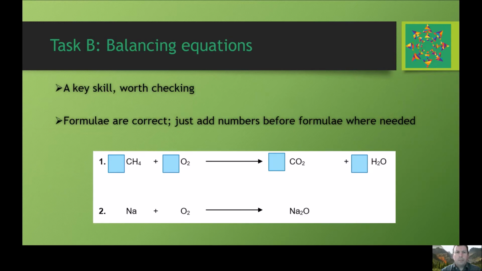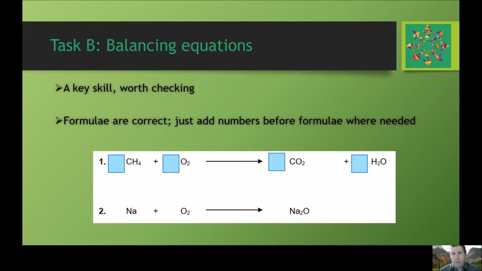Task B is very similar. It's balancing equations, and again, you will have done this before, but it's a key skill, and it's worth checking you've got this right before we go any further. So there are 10 questions, and they've got the formulae there. The formulae are correct. You won't need to change the formulae, but you'll need to balance them by putting numbers in front. So all you would have to do is put the numbers in front of the formulae where I've put the blue boxes in order to balance the equation.